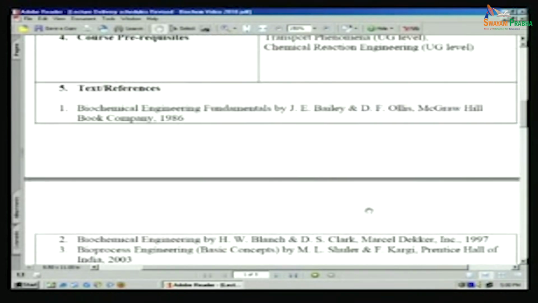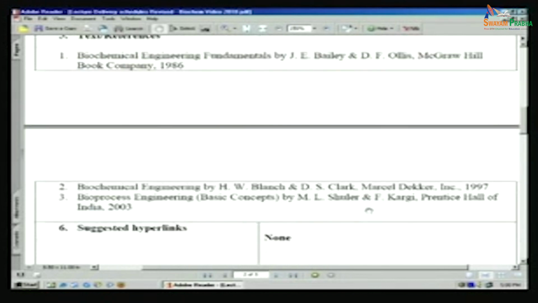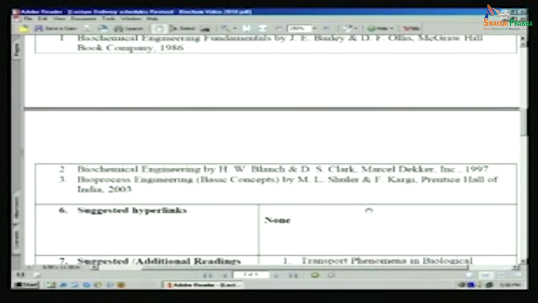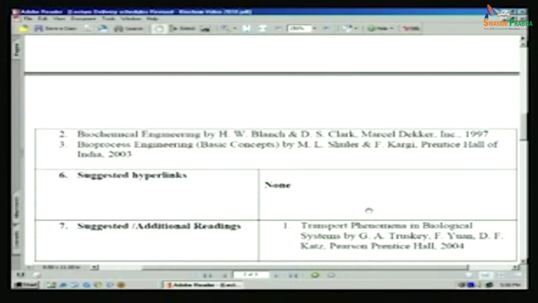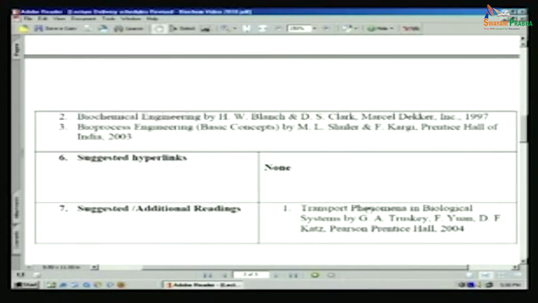So let me go through the books that are involved and that you might want to look at in this course. So the first book is the most important book, Biochemical Engineering Fundamentals by J.